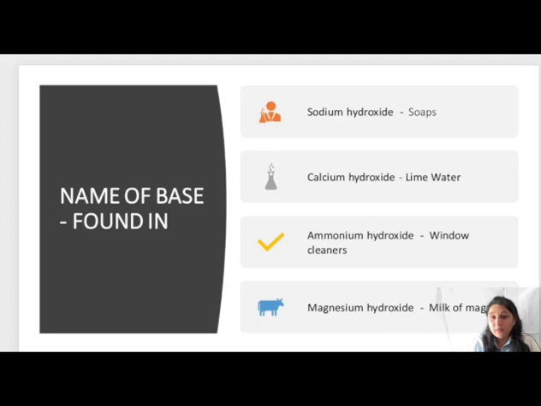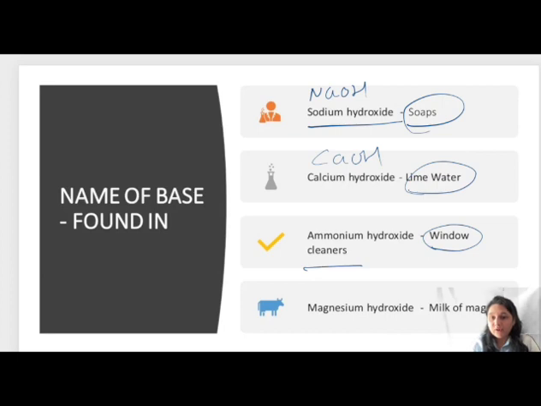If we are talking about the soap here, soap has sodium hydroxide. Sodium hydroxide means NaOH. If we are talking about lime water, lime water has calcium hydroxide, that means Ca(OH)2. If we are talking about window cleaners, they have ammonium hydroxide, right? And if we are talking about milk of magnesia, that has magnesium hydroxide. So these are the bases that are present, or you can say found, in these daily life essential things that we use at our home.